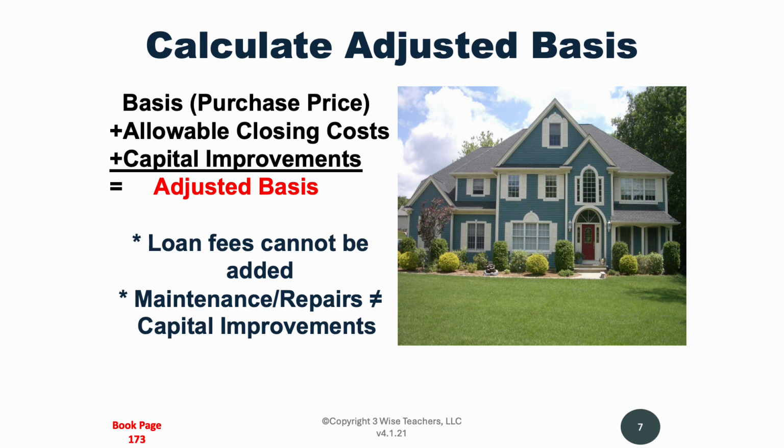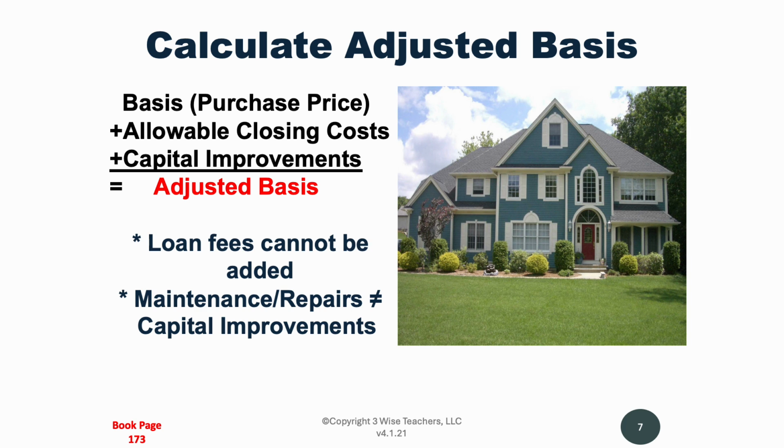You can add in your capital improvements. Let's say over the course that I've owned my home, I have added a garage to it. At the time that I bought it, it did not have a garage, and I added a garage. That's considered a capital improvement. I've done something to improve the value of my property. Okay, I can add that to my basis, so it looks like I have more in the property.